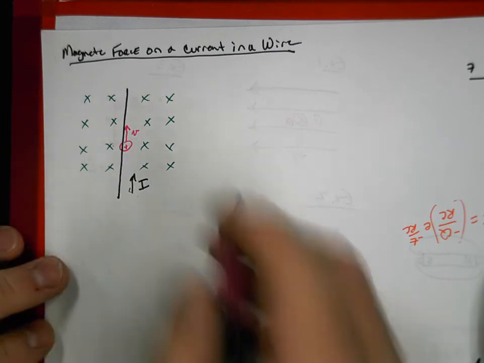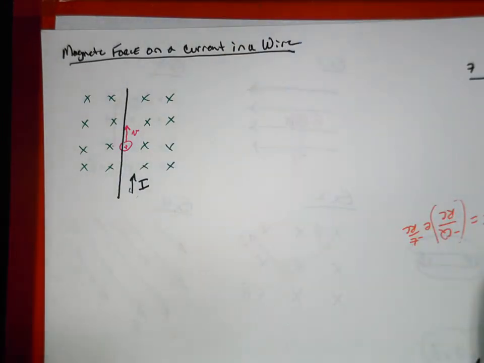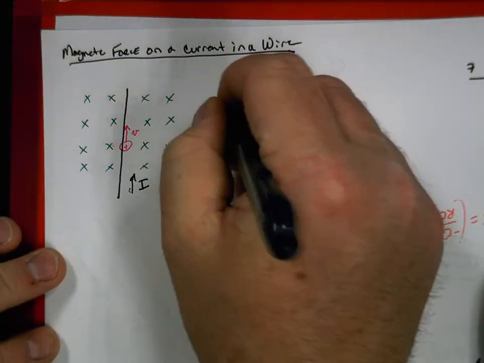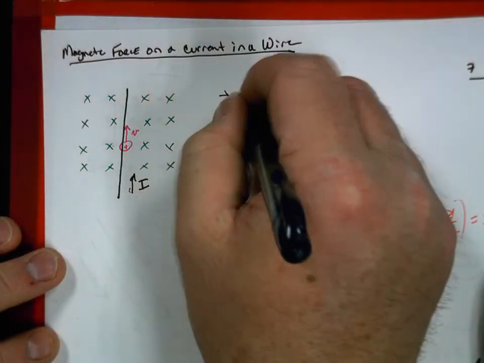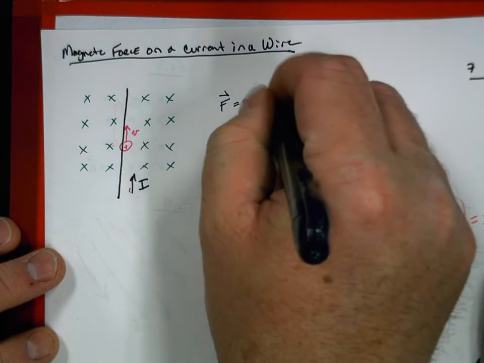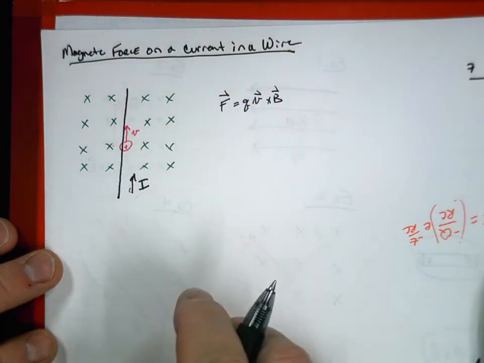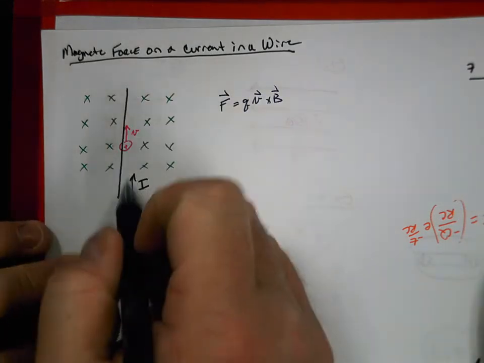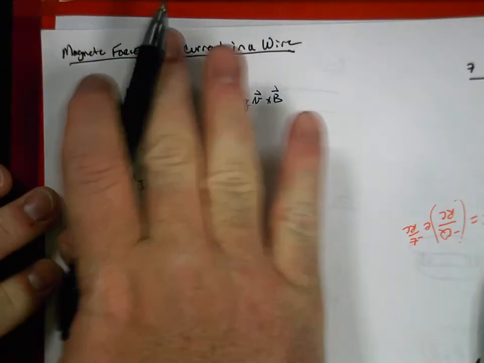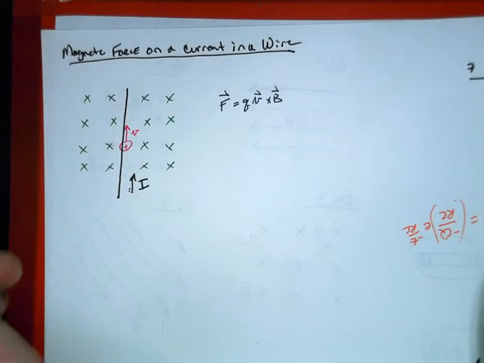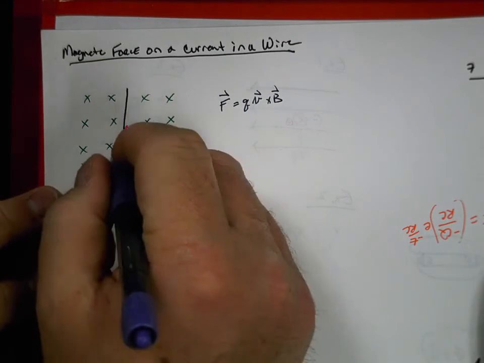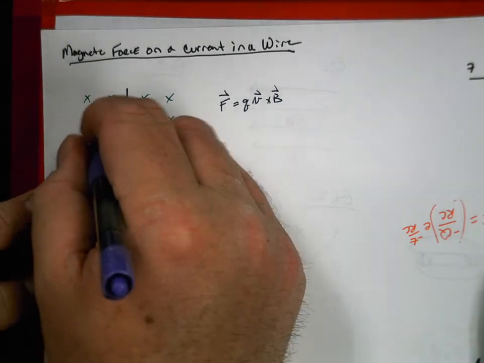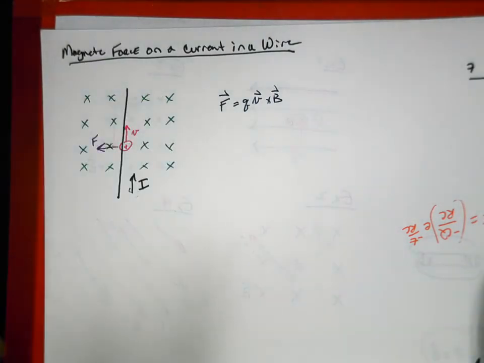So if we're just going to consider one particle, we are dealing with a force equaling Q V cross B. Here's our current, here's our field. If we're moving that direction, it goes into the page, then that's our force.